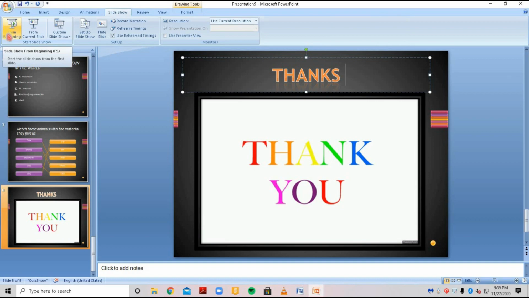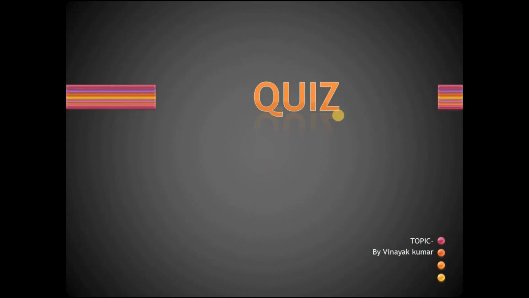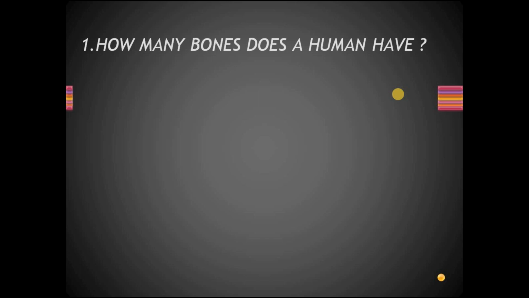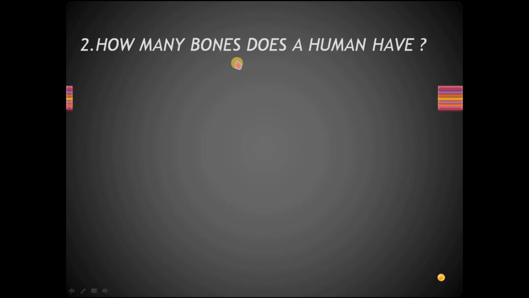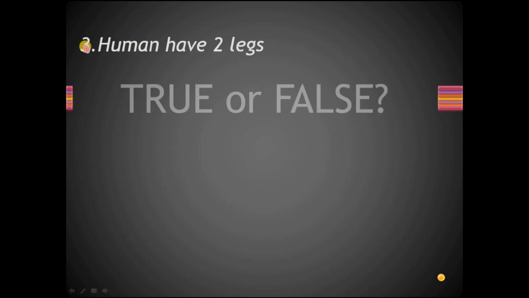So let's begin from the beginning. Quiz topic, whatever you want, you can give, by Vinayak Kumar. Now you have to press on this. How many bones does a human have? So its answer is 206. So if we press on this, we will get the answer, which is 206 bones. How many bones does a human have? So here you can see that we get 206, and we also get an explanation to it.